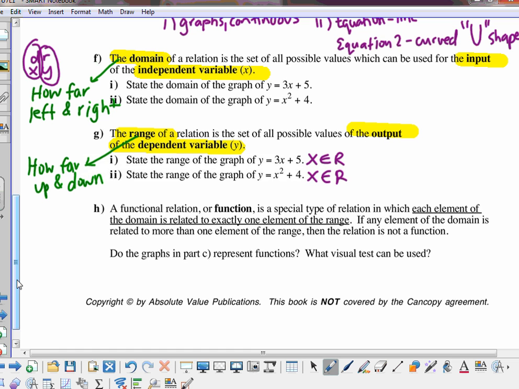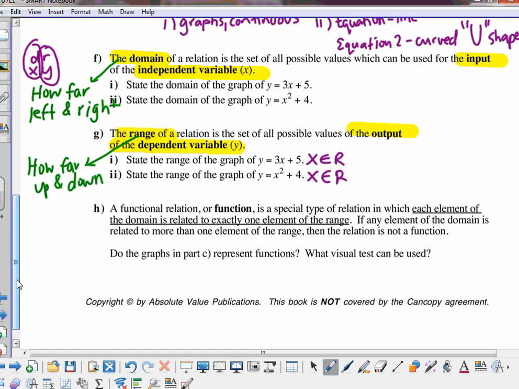You just need to be able to look at the graph and say what the domain is. Where's the location of the graph? Well, it's going to be forever to the left and right.